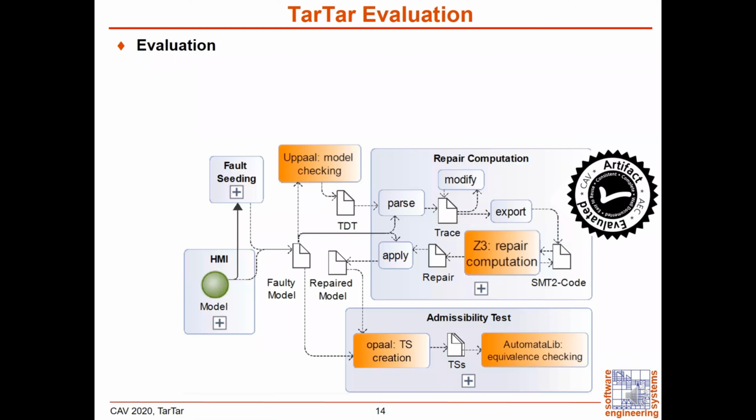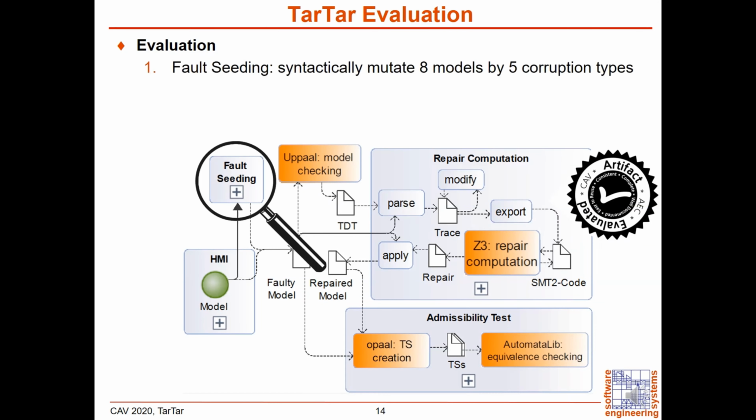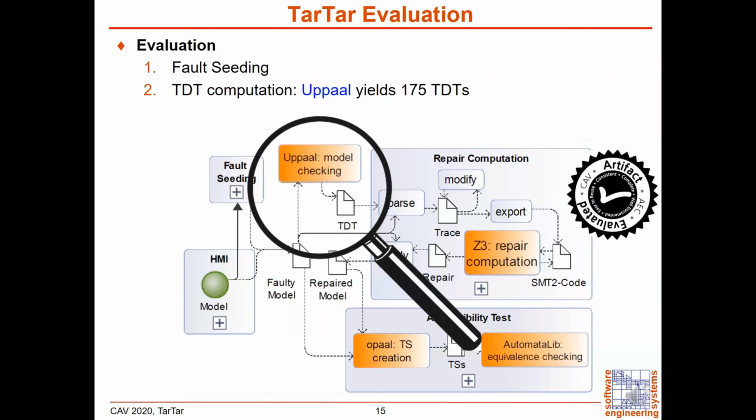Next we want to evaluate TarTar. For an evaluation we need NTAs that violate the properties, but a benchmark with broken timed automata does not exist. Thus we have taken 8 correct models from the literature and seeded faults in them of the same kind as our repairs. Next we check whether UPPAAL finds TDTs for the corrupted models. This creates 175 TDTs.